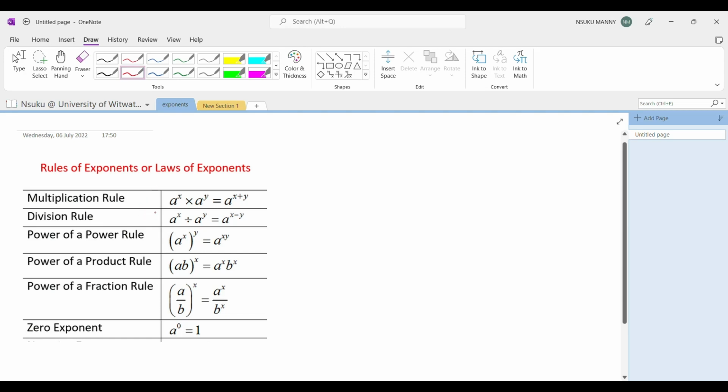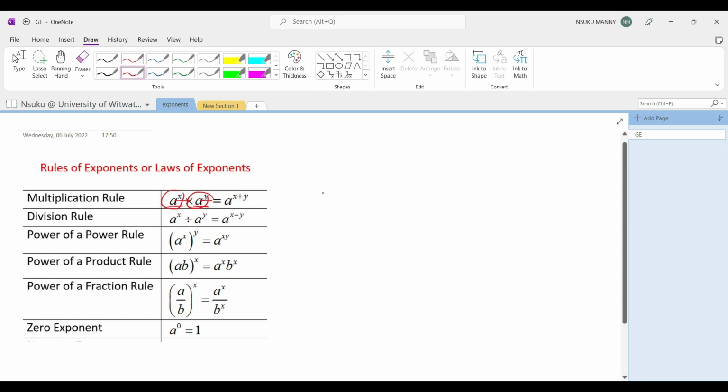So the first law that we're going to talk about is the multiplication rule, right? So this rule says if we are multiplying powers, which is the whole thing, in this case a to the power of x multiplied by a to the power of y, and the powers have the same base, we need to add the exponents, right? So a to the power of x multiplied by a to the power of y would be equal to a to the power of x plus y.